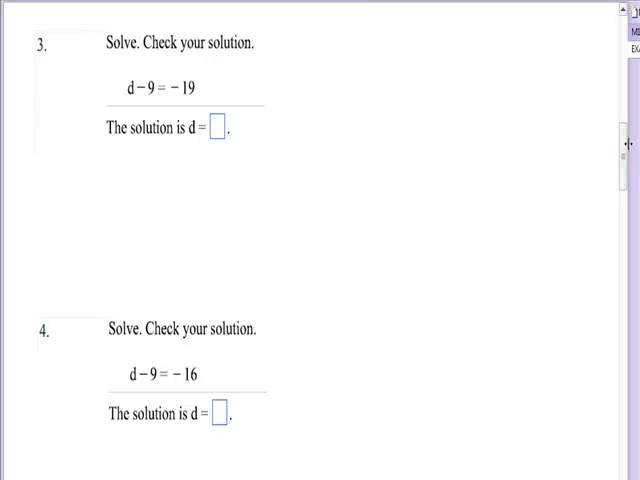All right, number 3. I have d minus 9 is equal to negative 19. All right, I've got my equal sign, which is like the barrier. It's like the pendulum in the scale that we looked at. All right, d minus 9. D, I want it all by itself. It has a minus 9. Well, the inverse of subtracting 9 is adding 9. So I have d minus 9, and I want to add 9.